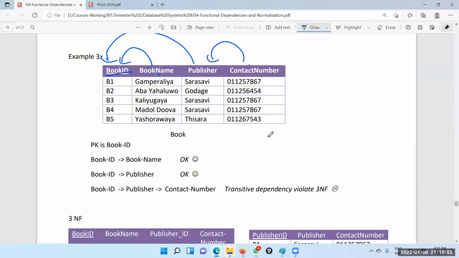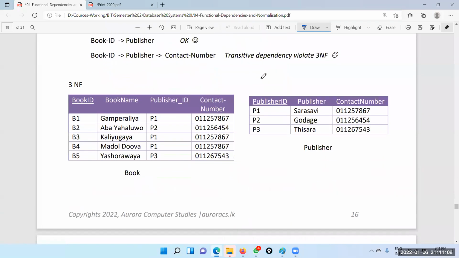Ideally, this field should not have been in the book table, it must be in the contact table. So you have to take this to the contact table or publisher table or whatever, and you get rid of that. Okay.